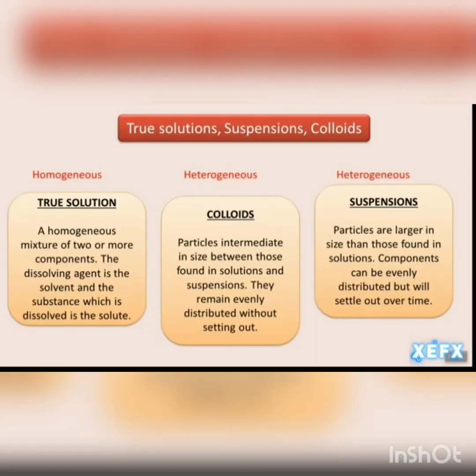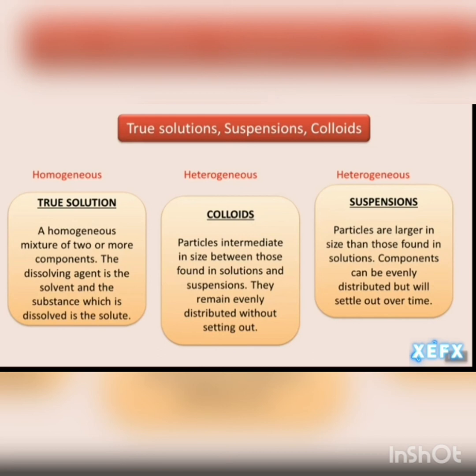Now we shall see true solution, suspension, and colloids. A true solution is a homogeneous mixture of two or more components. The dissolving agent is the solvent and the substance which is dissolved is the solute. Colloids are heterogeneous, with particles intermediate in size between those found in solutions and suspensions. They remain evenly distributed without settling out. In suspensions, particles are larger in size than those found in solutions. Components can be evenly distributed but will settle out over time.